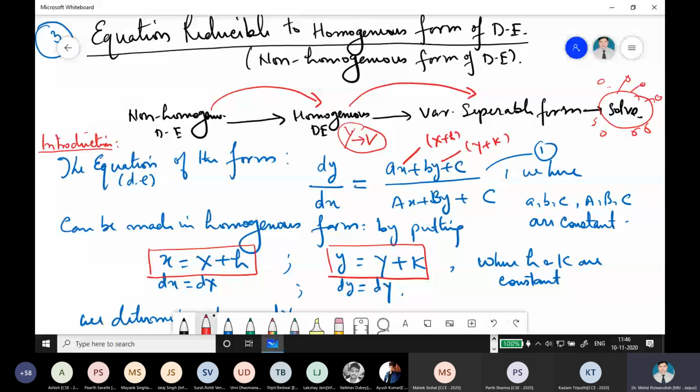Now see why it is non-homogeneous: in the numerator expression, the degree is not the same, because x is power 1, y is power 1, and the constant is 0. Again in the denominator, the terms have degrees 1, 1 and 0. So this is not the homogeneous form of differential equation.